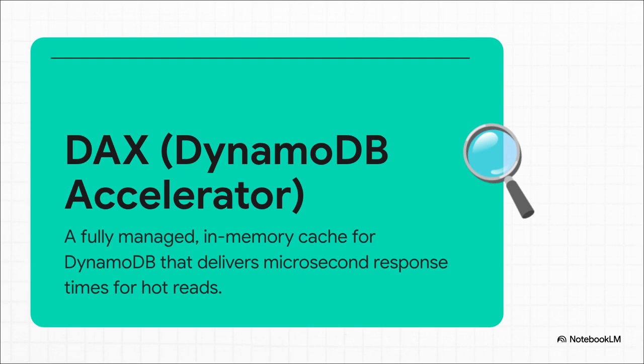It's basically a fully managed in-memory cache that you just stick right in front of your DynamoDB table. And here's the best part. It's a total drop-in solution. You don't have to rewrite your app's code. You just flip a switch, enable it, and poof, your read performance goes from just fast to basically instantaneous. You go from milliseconds all the way down to microseconds.